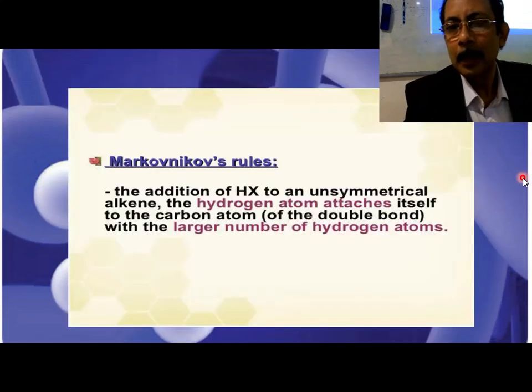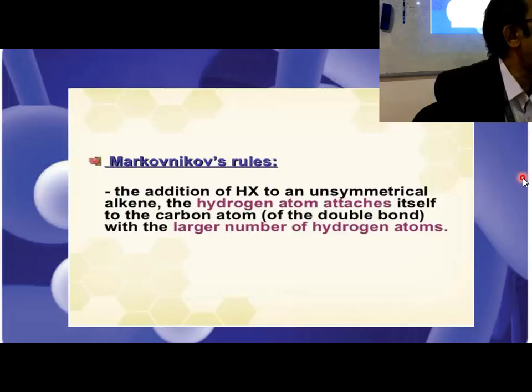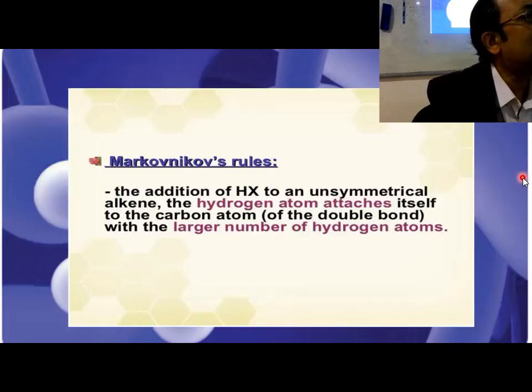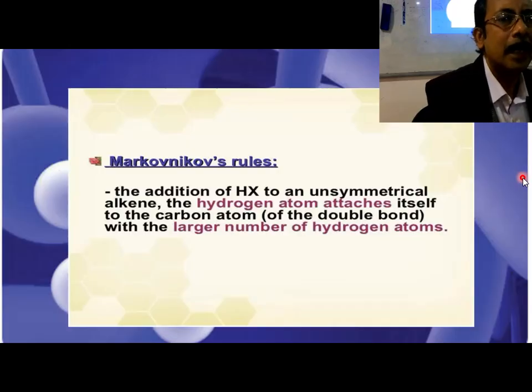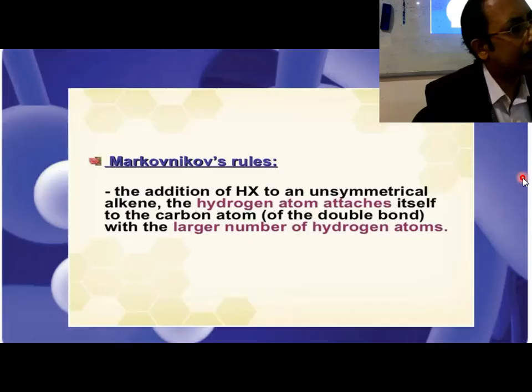Now Markovnikov's rule, for addition reactions, will be applicable only when you have an asymmetric alkene. If you have a symmetric alkene, like CH3-CH double bond CH-CH3, you don't get any Markovnikov or anti-Markovnikov addition because both sides are the same, which means it is symmetric. If you take an asymmetric one, then only will you get two different products according to the Markovnikov or anti-Markovnikov addition rule.